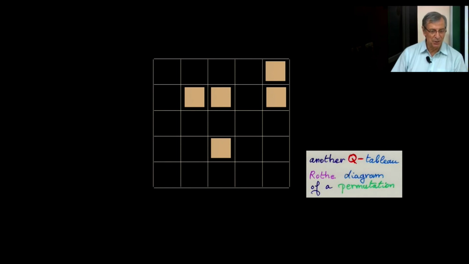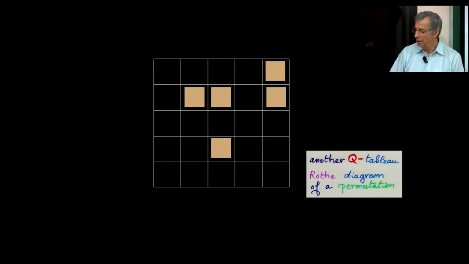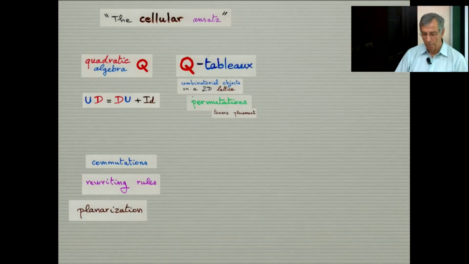You can take only the yellow square, and this is called classically the Rothe diagram of a permutation. This is very classical in combinatorics. So you get 2 possible Q-tableaux from the complete Q-tableau, and these 2 possible Q-tableaux are in bijection with the complete Q-tableau. So this was the first step of our cellular ansatz.